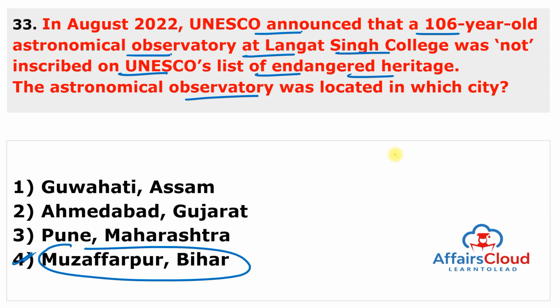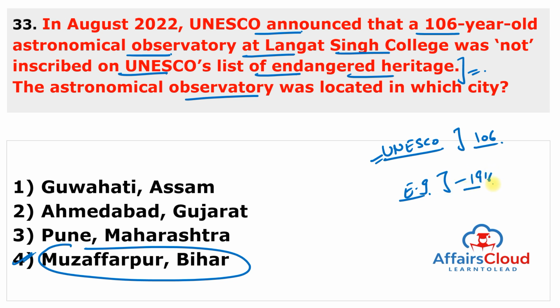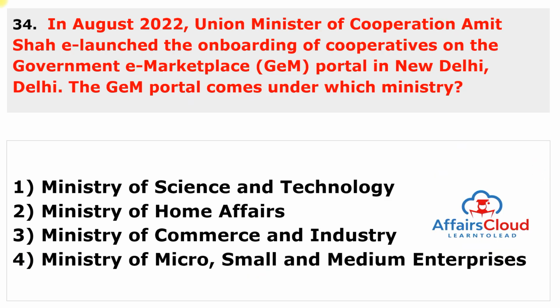So the United Nations Educational, Scientific and Cultural Organization, which is also known as UNESCO, has announced that the 106-year-old astronomical observatory at Langat Singh College in the Muzaffarpur district of Bihar has not been inscribed under the UNESCO list of endangered heritage. And this announcement was made following several media reports stating that the site was included in the UNESCO list of endangered heritage. And the first of its kind observatory in eastern India was established in 1916 to impart astronomical knowledge to the students. Moving to next question.